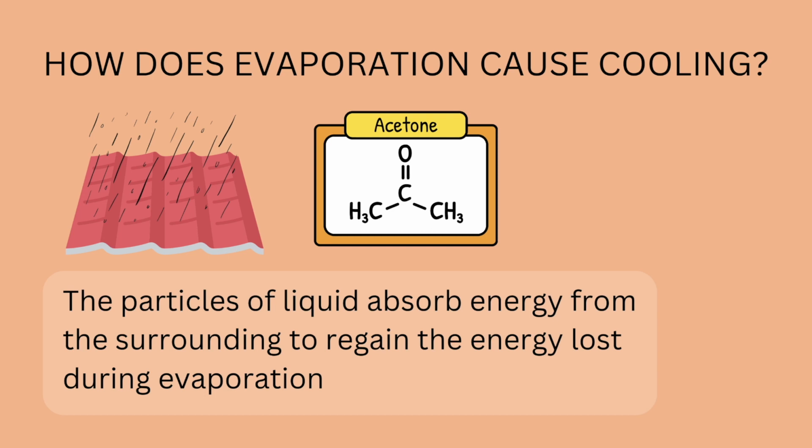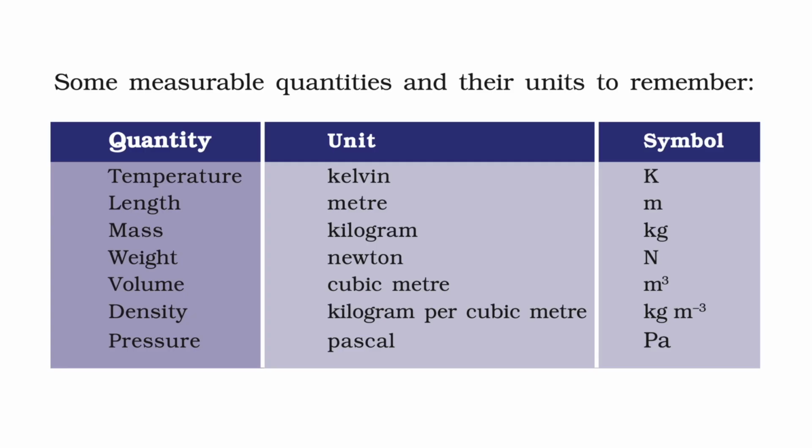So how does evaporation cause cooling? When evaporation happens, the liquid absorbs heat from the surroundings and converts into vapor. Since heat is absorbed from the surroundings, it causes a cooling effect. Now these are the units of the measurable quantities that we have seen so far.